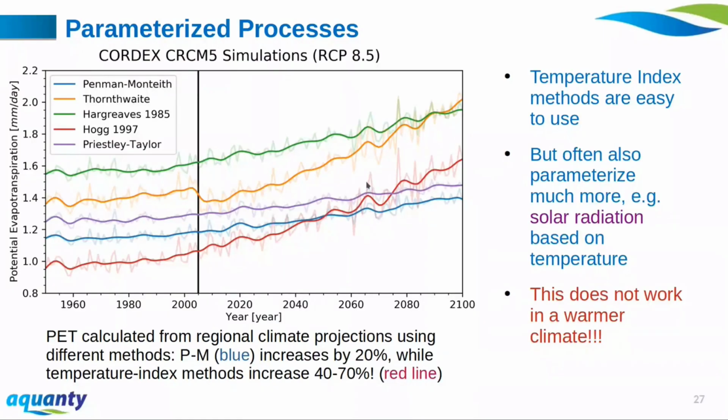The red line and the yellow line, they parameterize solar radiation based on temperature. And the predictable result is that they predict a very strong increase in potential evapotranspiration, which is not physical. So they're projecting an increase of over 50%, right? This is unphysical. But if you use a temperature index model, this can happen. So be aware of that.